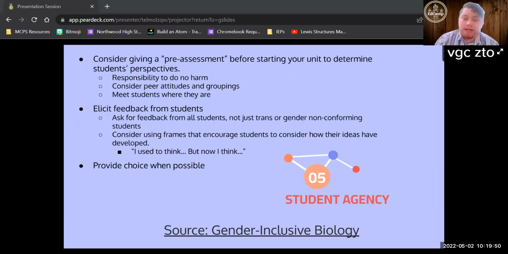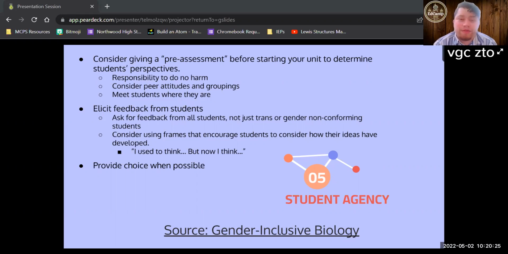And our last piece here is student agency. It helps students a lot to have a sense of control and to have voice within especially this unit. But also it is helpful for us in general to have a sense of where our class is at as a whole and how we might be able to meet them there. This is a unit where it can be very helpful to give a pre-assessment before starting your unit to get student perspectives. So you might consider in your pre-assessment including a few questions about sex and gender, just to sort of understand the perspectives of your students.